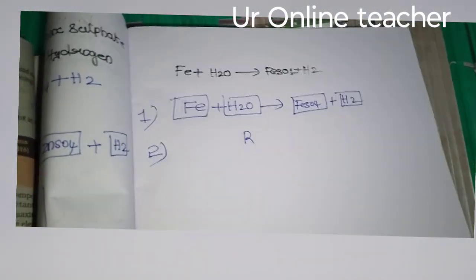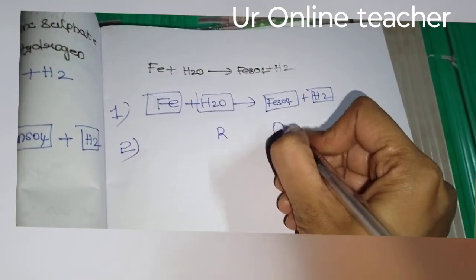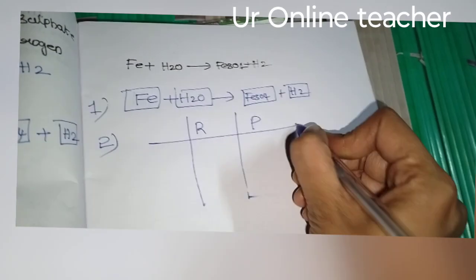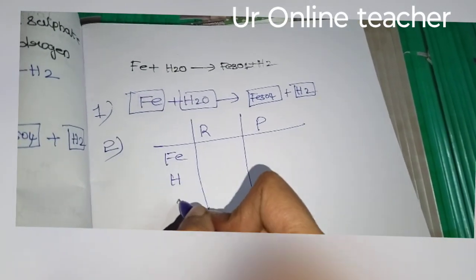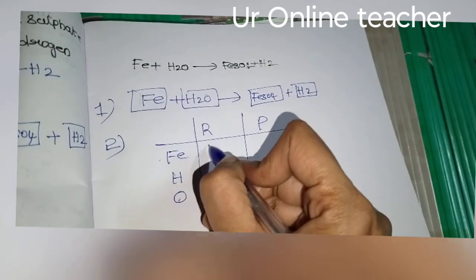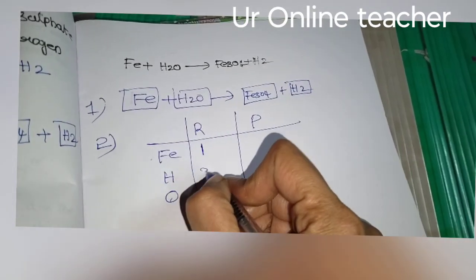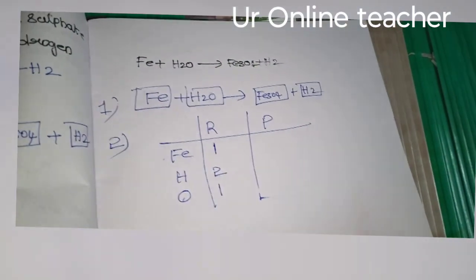So we can write the reactant side, or LHS side, and the product side. Just divide it and write the atoms. Iron, hydrogen, oxygen are present. So iron, how much is there in the reactant side? 1. Hydrogen, how much is there? 2. Oxygen, how much is there? 1. Then we will see the product side.